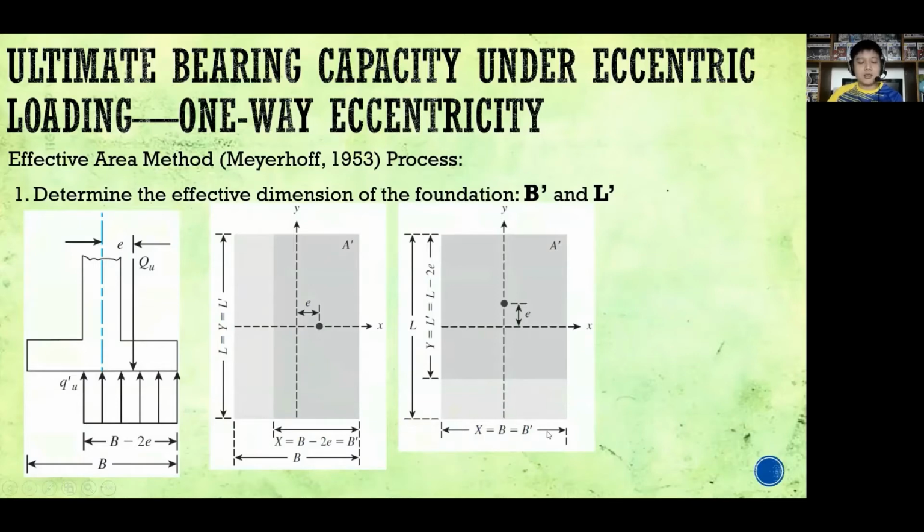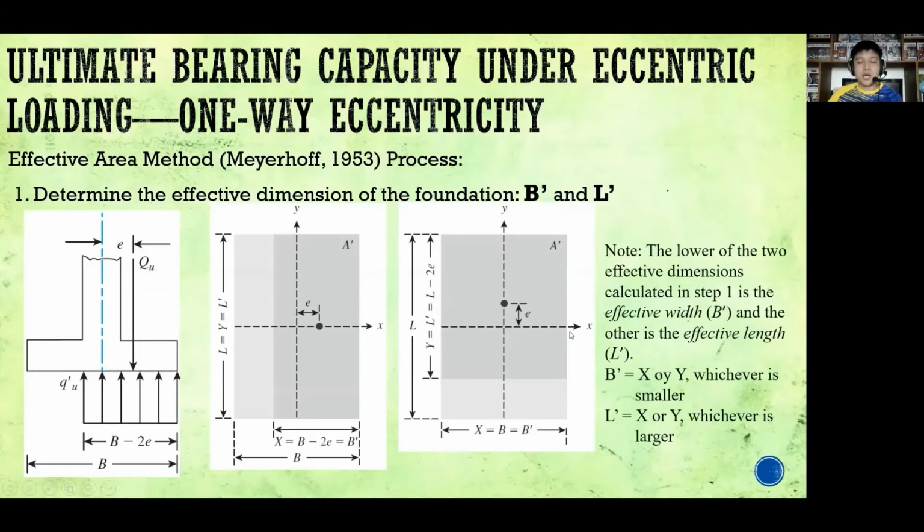But if E is along the length, or the longer side, then Y is equal to L prime, that is L minus 2E, and X is equal to B, which is B prime. But take note that the lower of the two effective dimensions calculated in this procedure is the effective width, B prime, and the other is the effective length. So if by computation Y is less than X, then Y turns out to be your B prime, and the longer one will be your L prime.